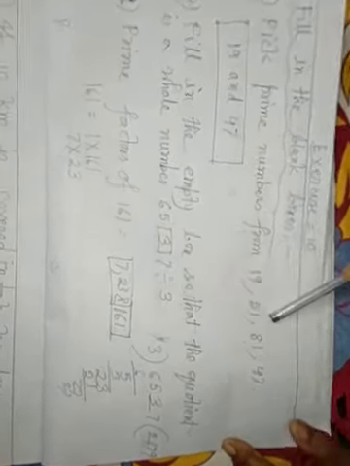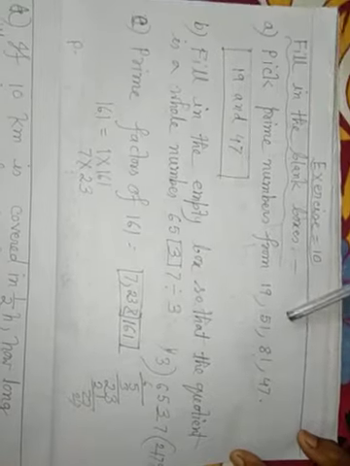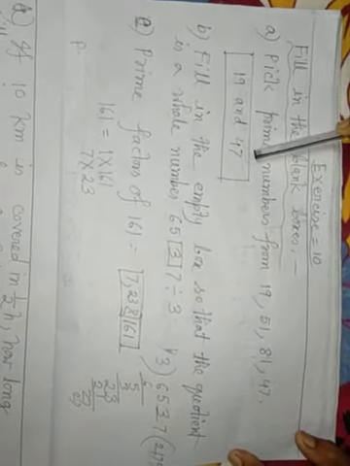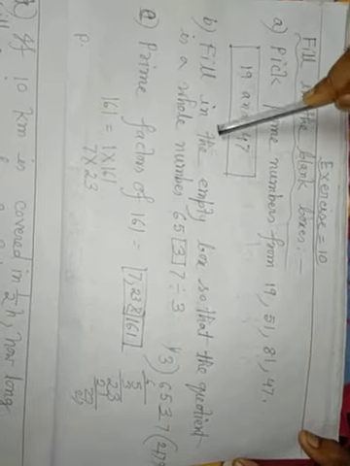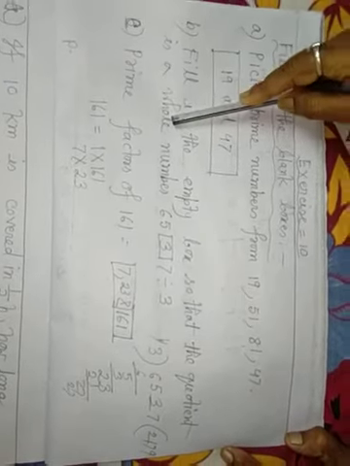This is chapter 9, Exercise 10. Fill in the blanks. A. Pick prime numbers from 19, 51, 81, 47. Among these 4 numbers, the prime numbers are 19 and 47. B. Fill in the empty box so that the quotient is a whole number.